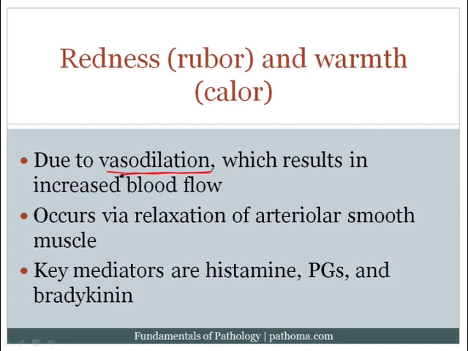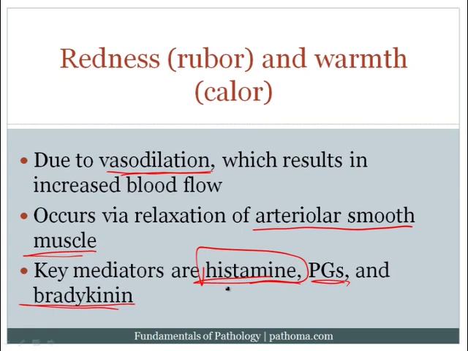It occurs at the arteriolar smooth muscle, and the key mediators are histamine. Remember that histamine mediates vasodilation. Prostaglandins, in particular prostaglandin I2, D2, and E2, and bradykinin. These are all key mediators of vasodilation. And the most important of these is actually histamine. Histamine is the primary molecule that mediates this response. So that's the way by which we get redness.